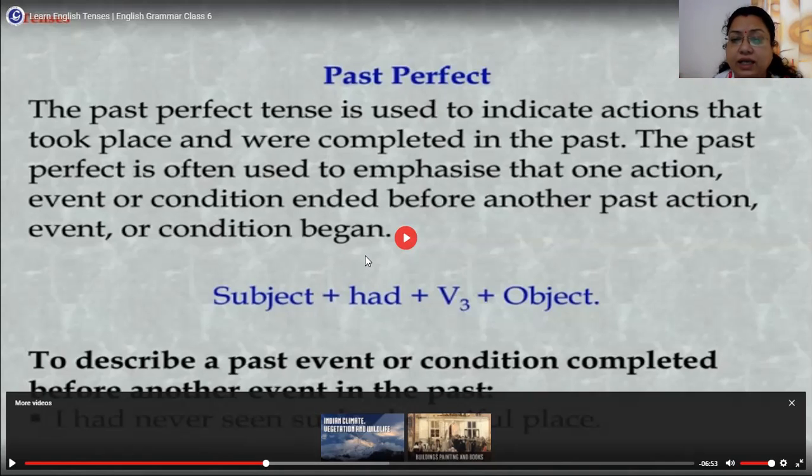Right? The formula is, please note it down all of you. Subject plus had plus third form of the verb plus object. Had goes only with the third form of the verb. Again and again I am saying: subject plus had plus third form of the verb plus object. Clear? I want any one of you to make the table in a fresh manner and send it to all of us in the WhatsApp group by today evening.